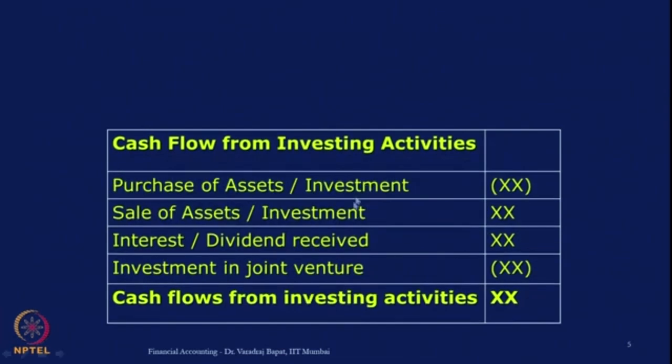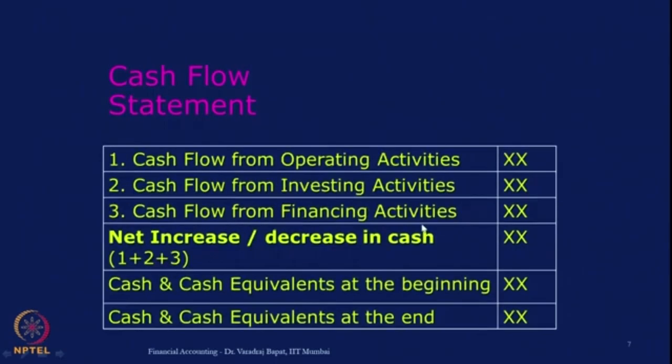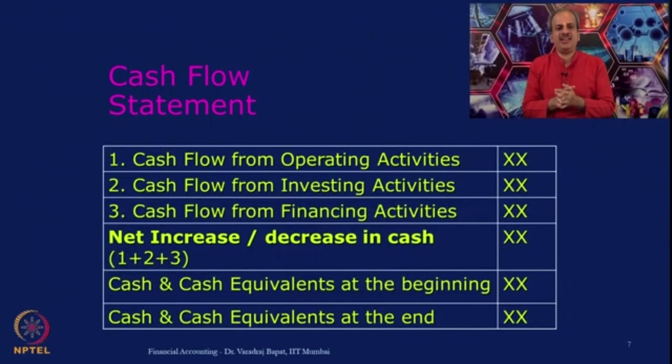I think you know the examples. So, though there is no direct or indirect, directly those items you can add in the cash flow statement. So, at this stage, you have got first, second and third type of activities. So, you get net increase or decrease of cash, which is a total of 1 plus 2 plus 3. Then you add cash and cash equivalents at the beginning. So, you get cash and cash equivalent at the end.